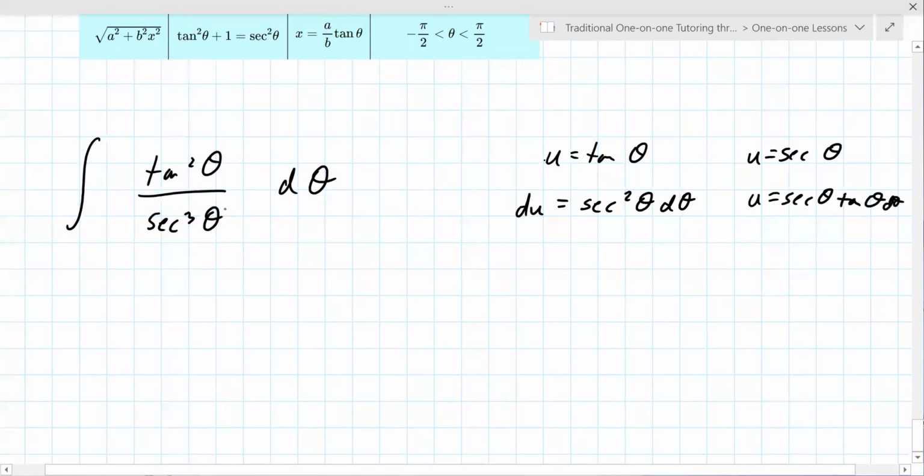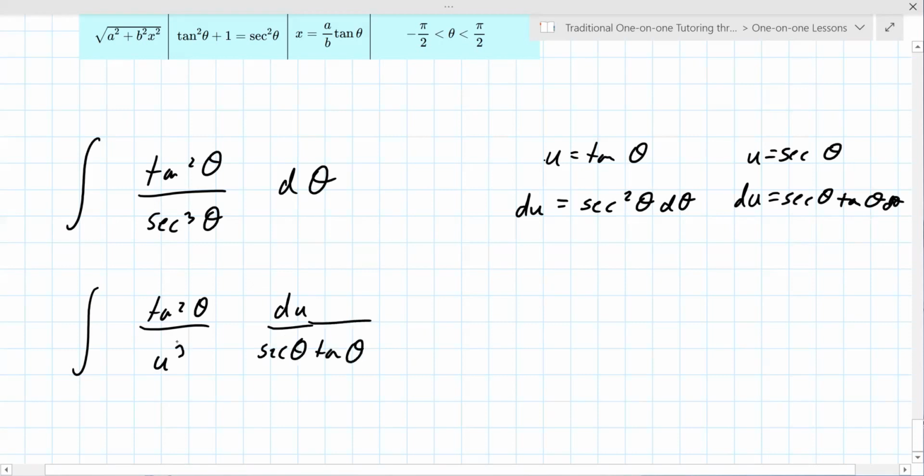Generally it's the bottom one, so I'm going to go with that first. That would become tangent squared theta over U cubed. D theta is, sorry, that's du over secant theta tangent theta. Well, that gets rid of one of those.